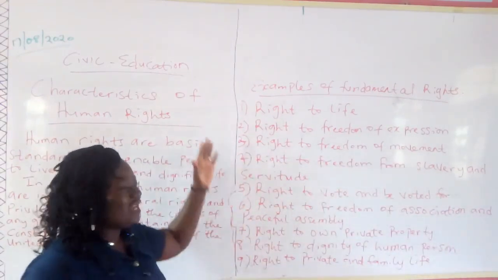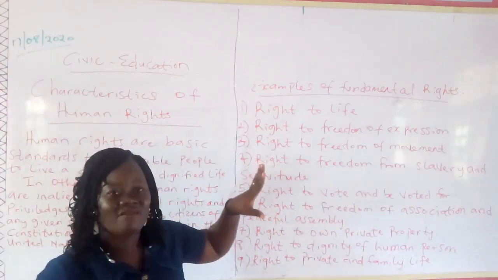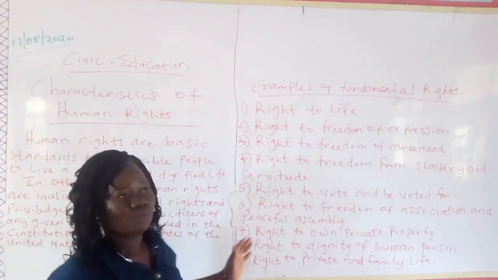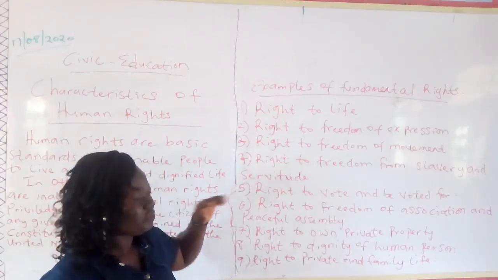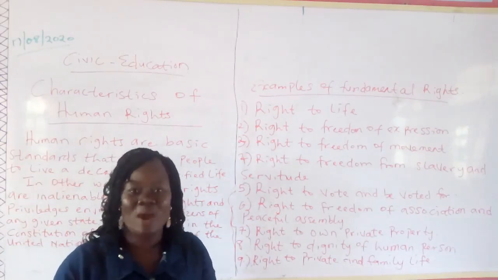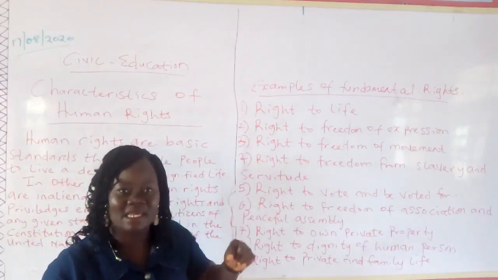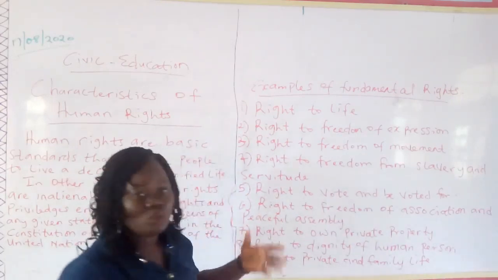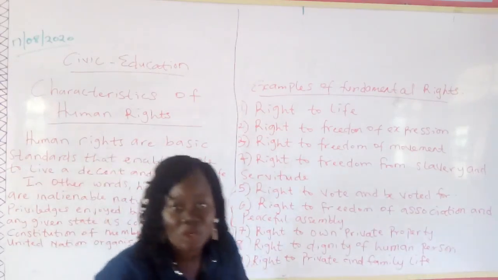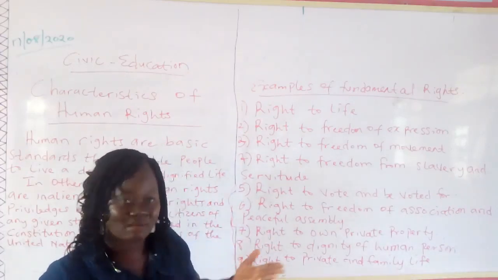Okay, we can't even exhaust the numbers of the items of the fundamental human rights. We have about 30, but for the sake of this class, we'll just look at some of the examples. We have looked at the right to life, which simply means that every human being has the right to live, and no other person has the right to take another person's life. Then every human being has the freedom of expression. I have the right to express my opinion without being stopped, or without being denied of expressing myself.